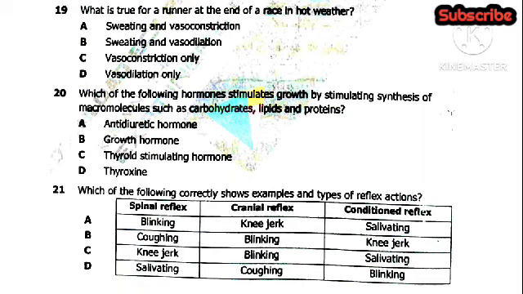Okay? When you are blinking, it's a cranial reflex from the cranial nerves. It's not a spinal thing, it's a cranial reflex. Okay, when you are salivating, it's a conditioned reflex. When you are releasing saliva, it's a conditioned reflex. It's happening because of conditions. The answer is C.